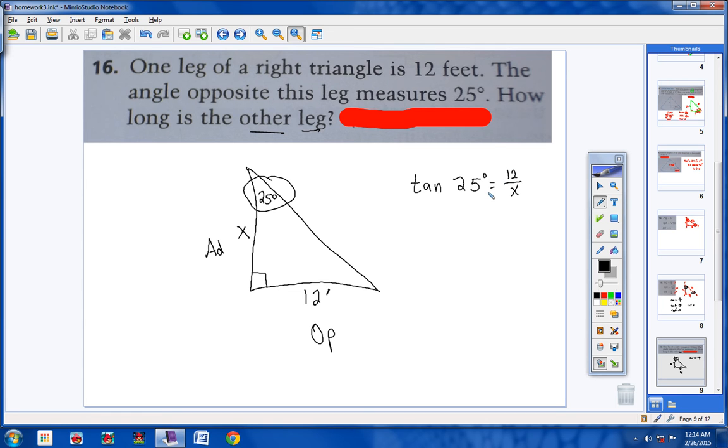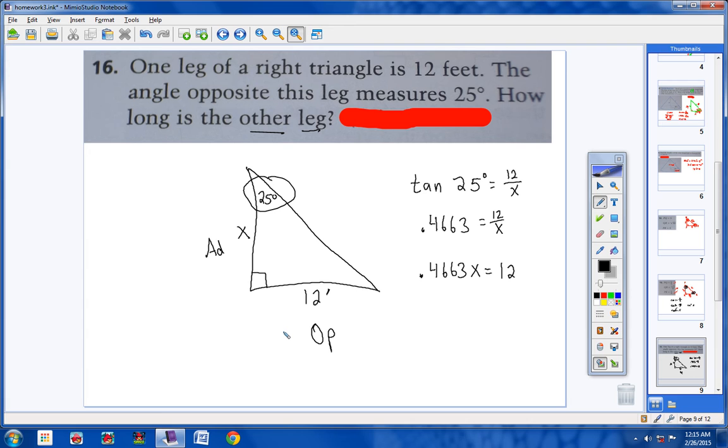Alright? Now, we know that tangent of 25 is just a number. So the tangent of 25 is 0.4663. Alright? 0.4663 equals 12 over x. Now, whatever your denominator is, in this case, it is x, you multiply both sides by the denominator to get rid of your fraction. So, I'm going to multiply 0.4663 by x. I'm going to multiply the right side by x, which will leave me with just 12. And now, students, just take 12 and divide it by 0.4663, and you'll have the correct answer.